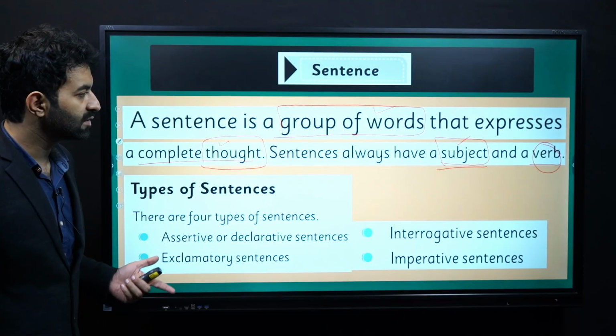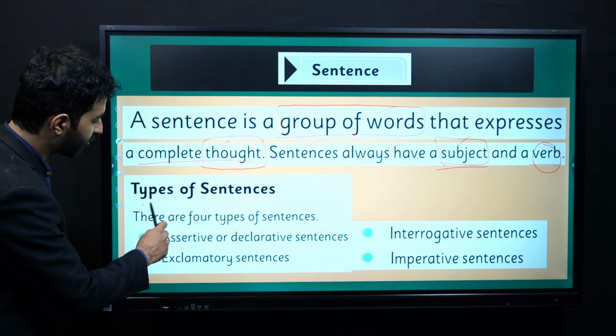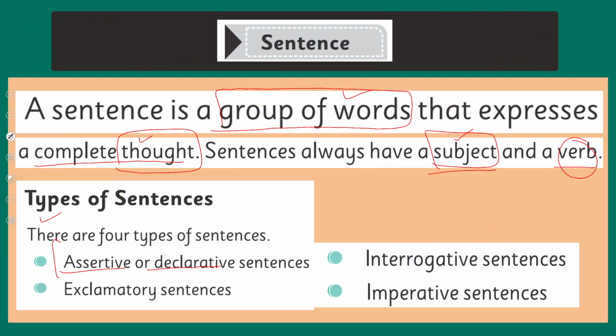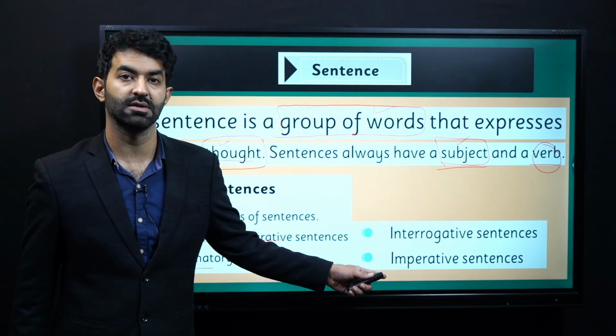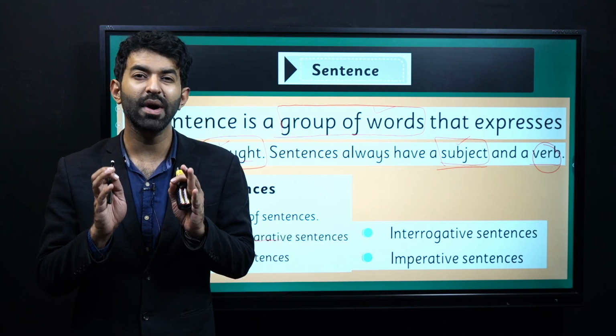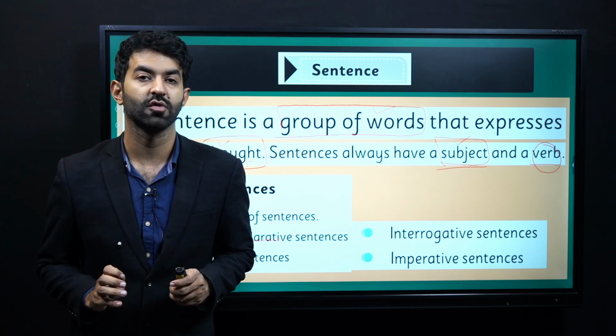Types of sentences, let's talk about them. We have 4 types: assertive or declarative. You can call them either assertive or declarative. Exclamatory sentences. We have interrogative sentences over here and imperative sentences. So you must memorize the names of these types of sentences.